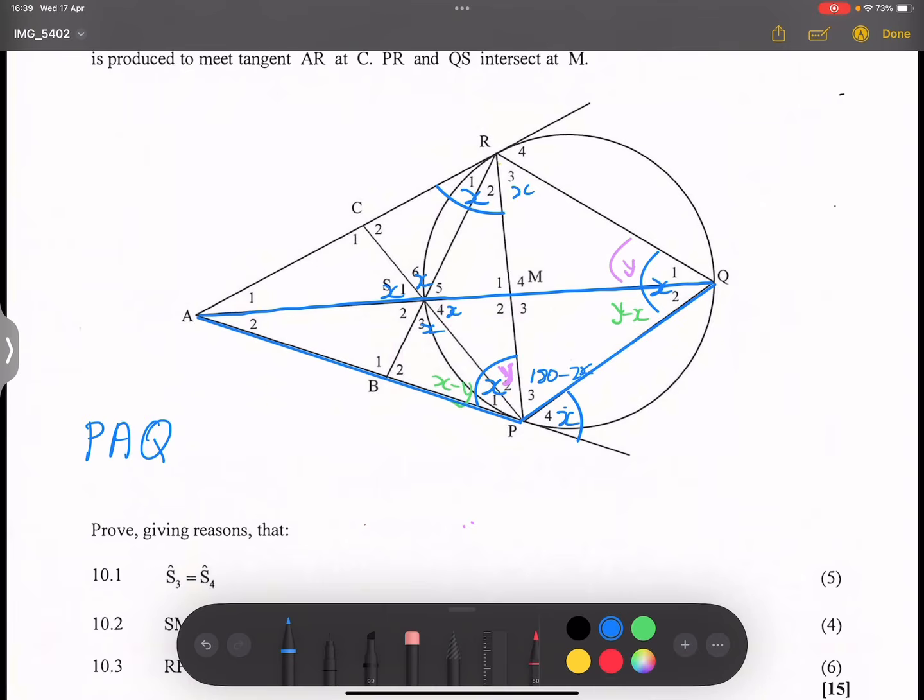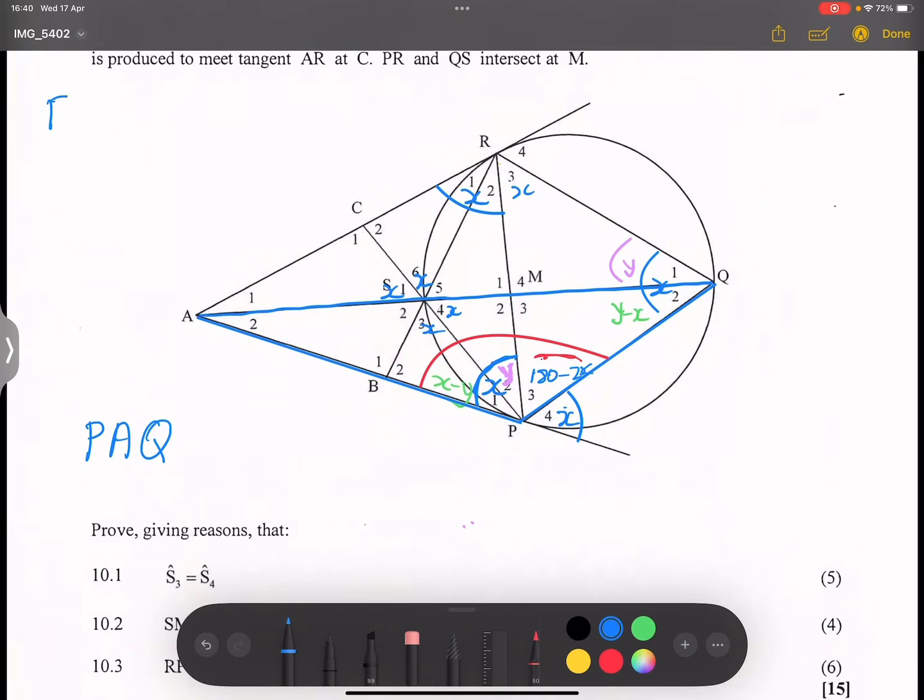Now, what would be the size of this angle over here? I want to try and indicate it. So you've got 180 minus 2x plus x. Remember, this entire angle here is x. That is P1 and P2. So that makes that entire angle 180 minus 2x plus x, which makes it 180 minus x. And we've got angle Q2.